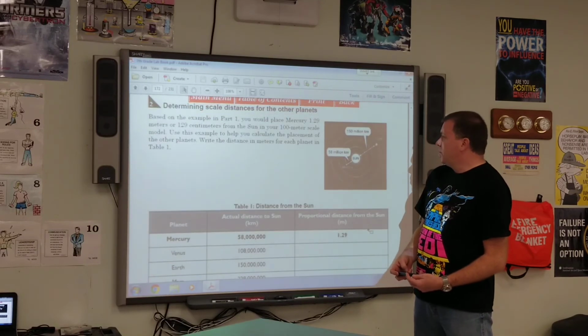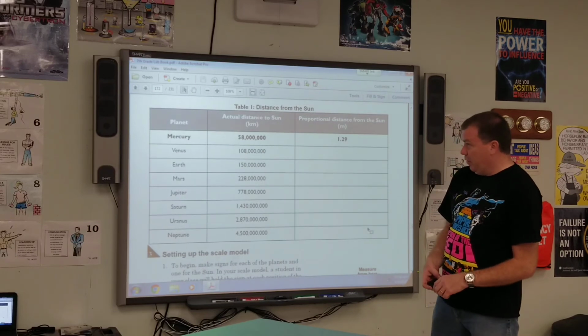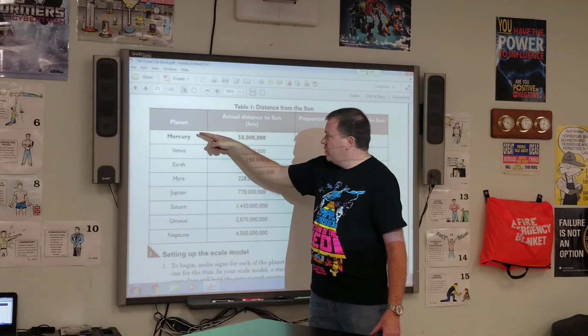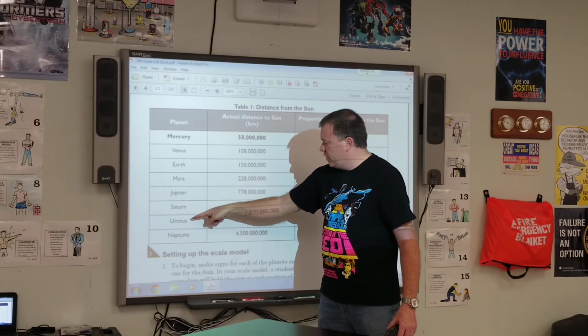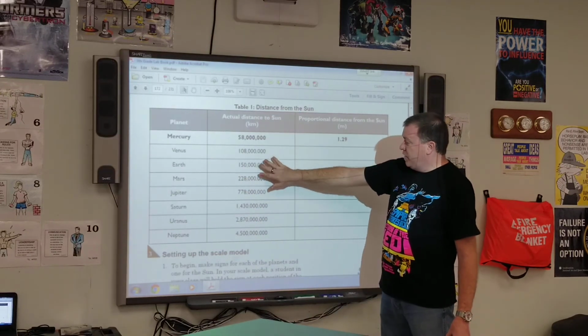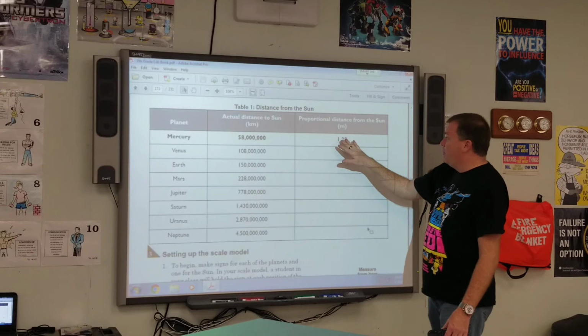So we're going to skip this part here and go straight to this table. You need to make this table. It's Table 1, three columns across by nine rows up and down. You've got the planets here and their actual distance to the sun. This is the number you'll be using in the proportion. And when you solve the math, you'll be putting the answer over here.